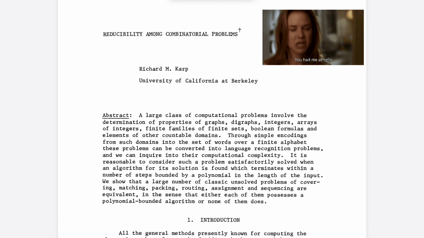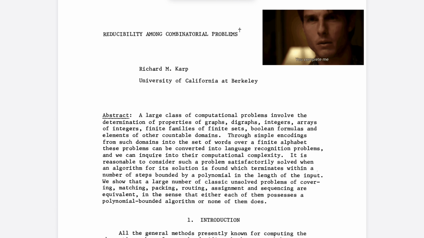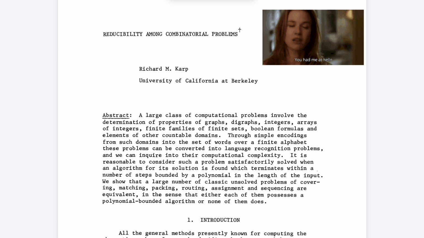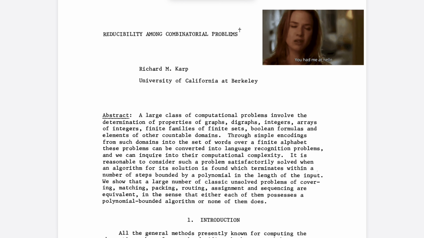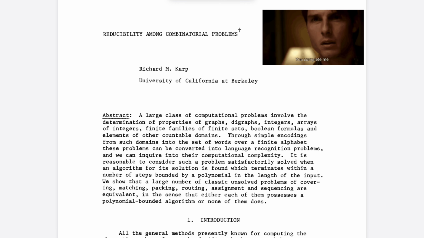So I wanted to mention this paper. We talked about the Cook-Levin papers, and then a year or two later, Dick Karp at Berkeley comes up with this paper, reducibility among combinatorial problems. And that's really what we've been doing for the past few weeks. But if we just look at the abstract, right? Okay, this is just a banger.